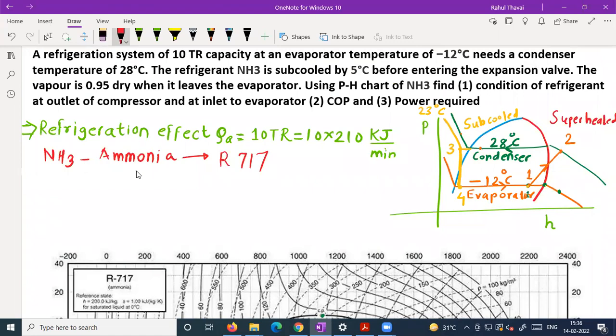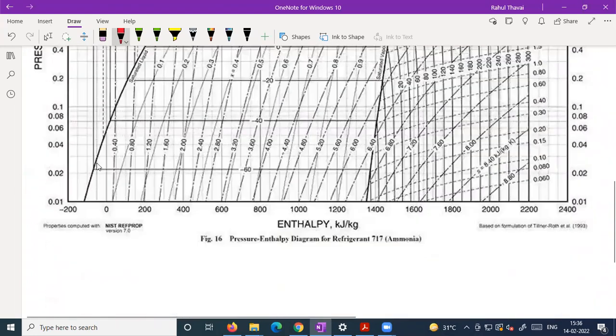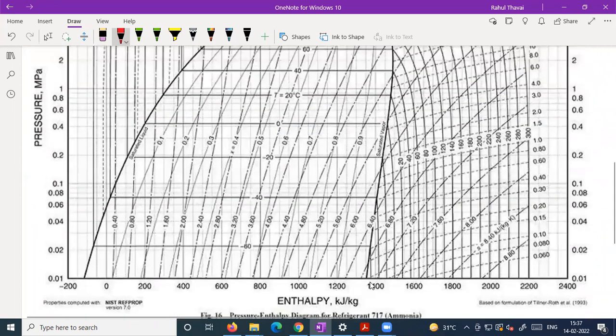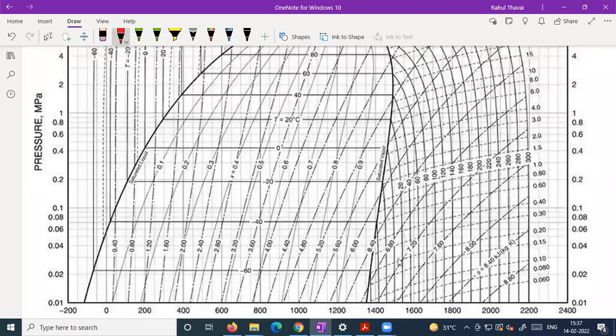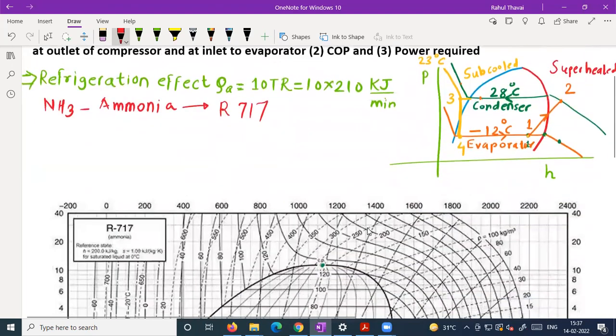Okay, so let us see now. This is basically the pH chart, the pressure enthalpy chart, right? Now if we need to start with the solution, how should we start? If you need to plot any process on a pH chart, at least we should know the coordinates.